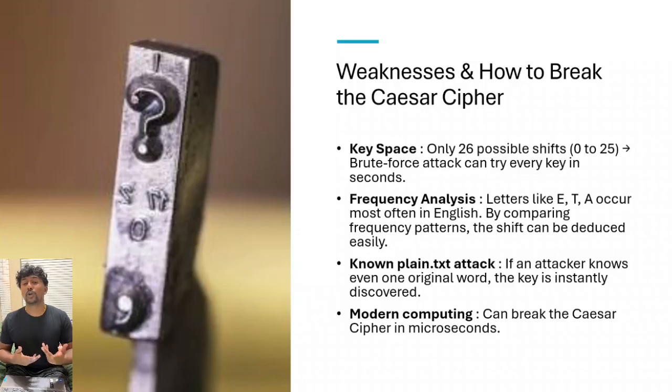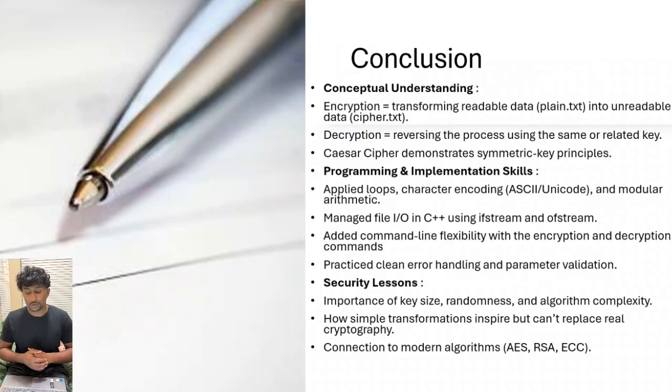If even one word is known in a known-plaintext attack, it's over. That file is going to be easily decrypted. The key is discovered. And modern computing can break the Caesar cipher in microseconds. It's that simple. In conclusion, encryption is a matter of transforming readable data into unreadable data.